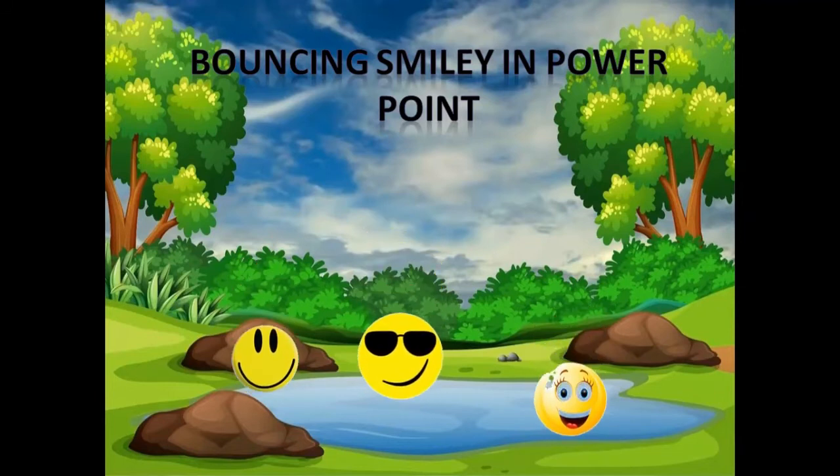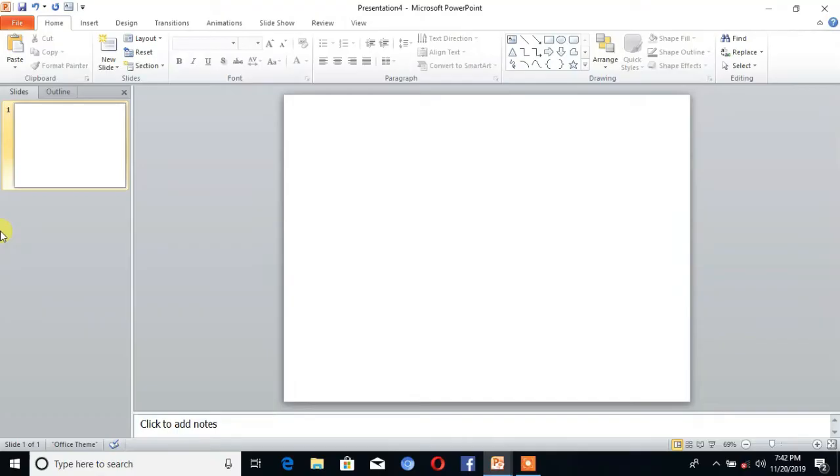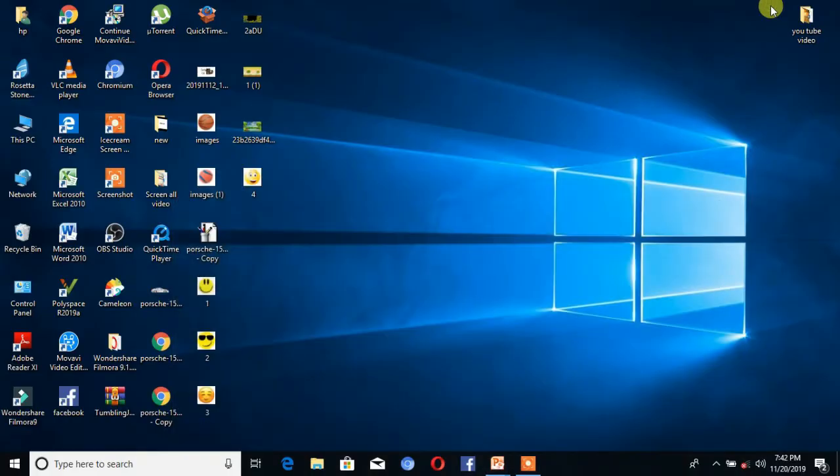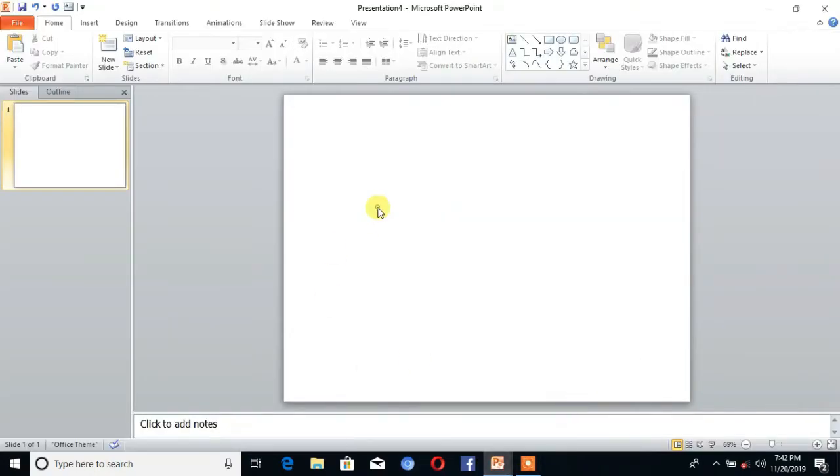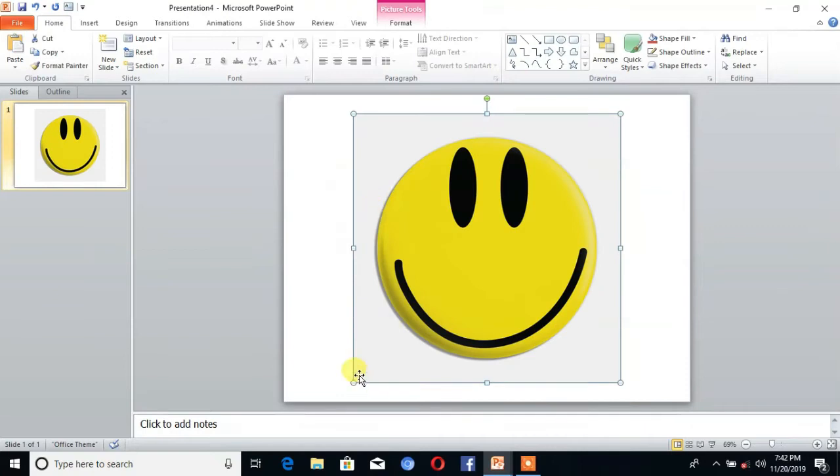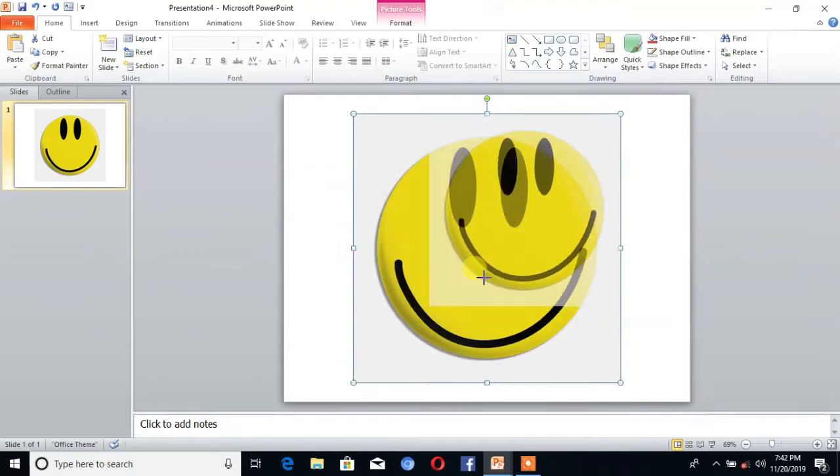Now let's start the topic. Firstly, you have to open the PowerPoint and create a new slide. Then you can download any image which you want in your presentation. Copy that image and paste it in the PowerPoint. You can see, then resize the image.